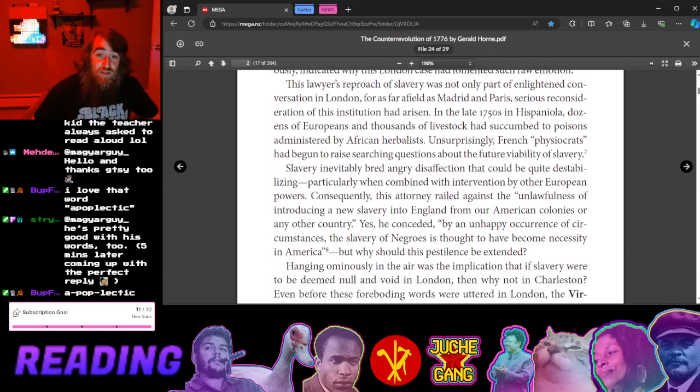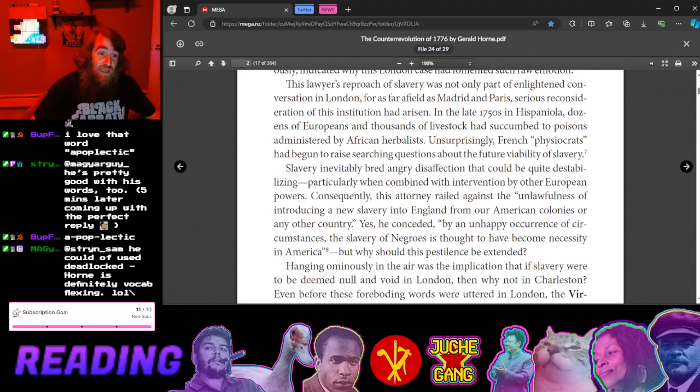This lawyer's reproach of slavery was not only part of enlightened conversation in London, for as far afield as Madrid and Paris, serious reconsideration of this institution had arisen. In the late 1750s, Hispaniola, dozens of Europeans, and thousands of livestock had succumbed to poisons administered by African herbalists. Unsurprisingly, French physiocrats had begun to raise searching questions about the future viability of slavery.